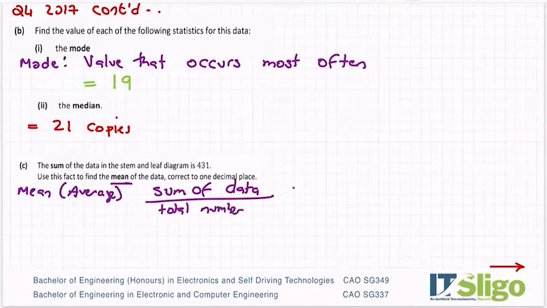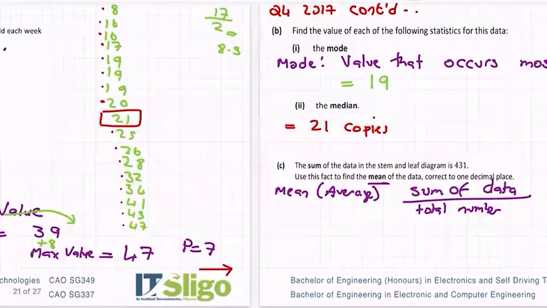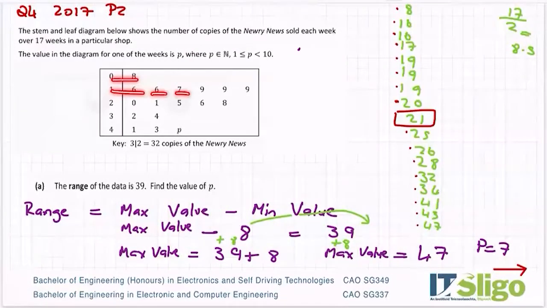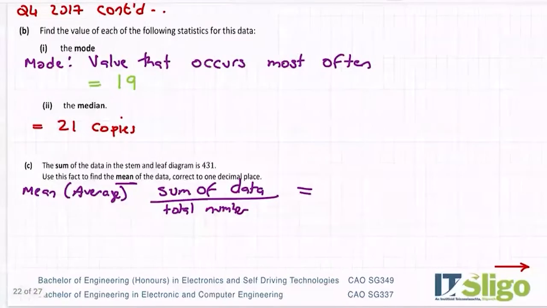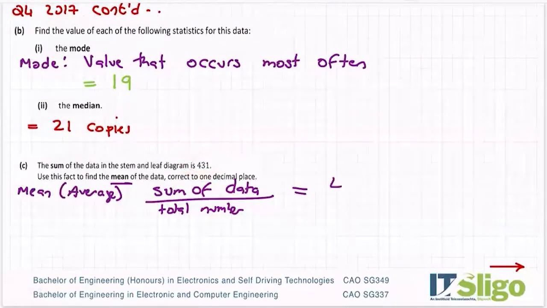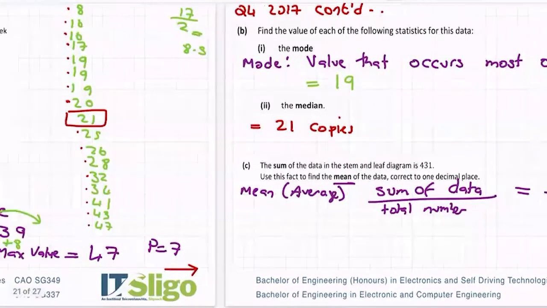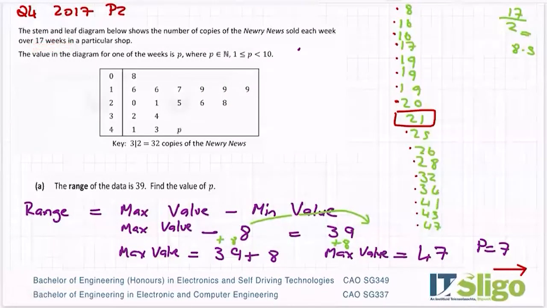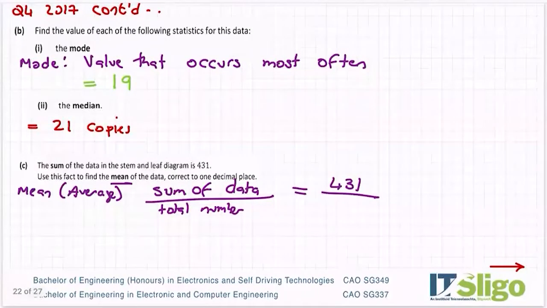In other words, you add up all these values, 8, 16, 16, 17, 19, 19, all of these values here. They've done that thankfully for us, and you get 431. And you divide it by the number of numbers, which we know is 17 in this case, because it was 17 weeks. So it'll be 431 divided by 17.